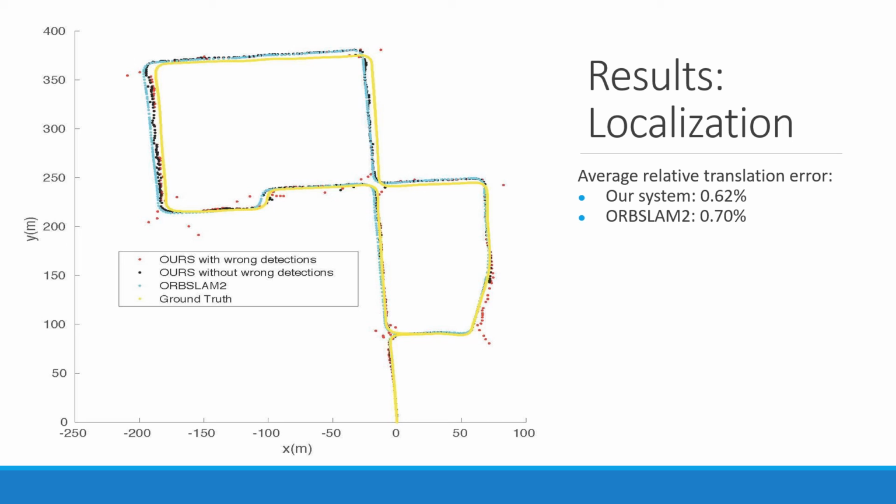This figure shows the car trajectories before in red and after removing wrong detections in black. It is apparent from this plot that wrong detections caused various outliers in the trajectory. Consequently, these outliers negatively affected the entire estimated path of the camera. In addition, we can see the clear improvement in the trajectory estimate from our proposed system in black versus that of ORB-SLAM2 in cyan. As for the numerical evaluation, we can see that our system was able to reach an average relative translation error of 0.62% compared to 0.70% in ORB-SLAM2.